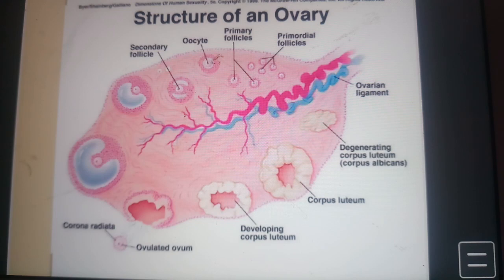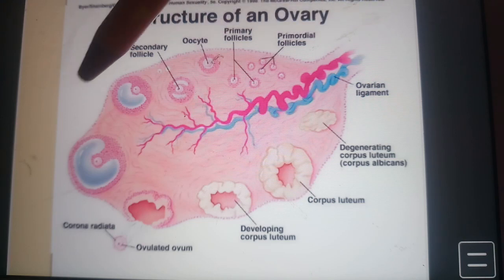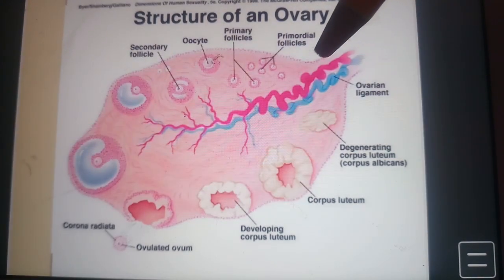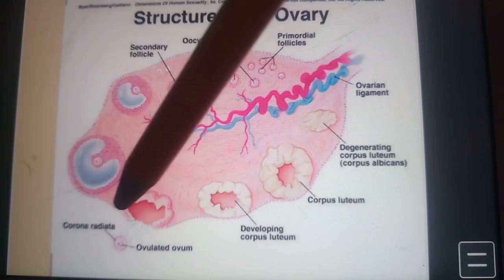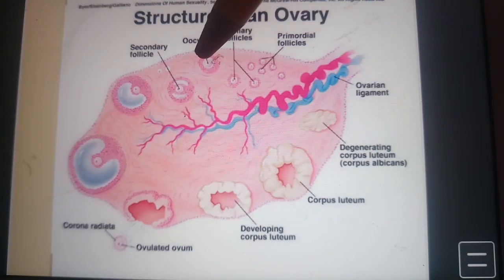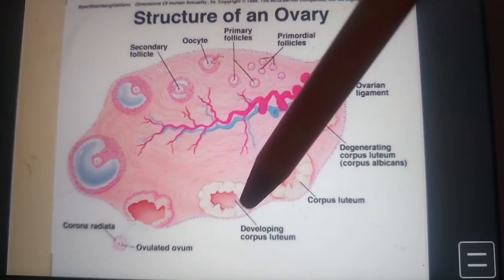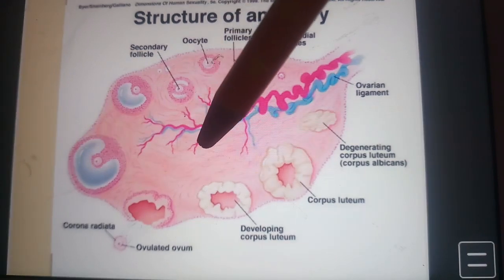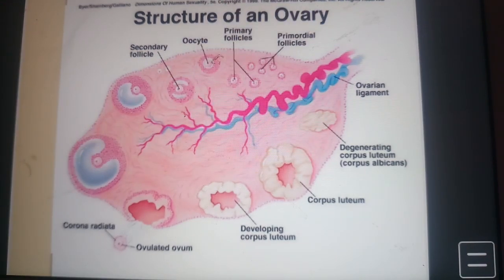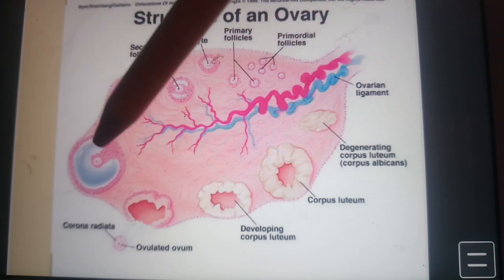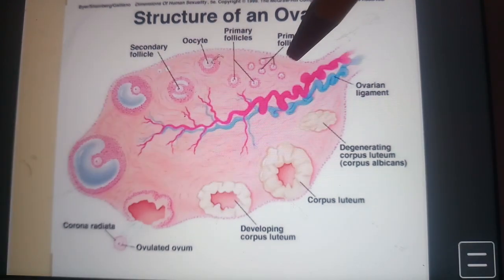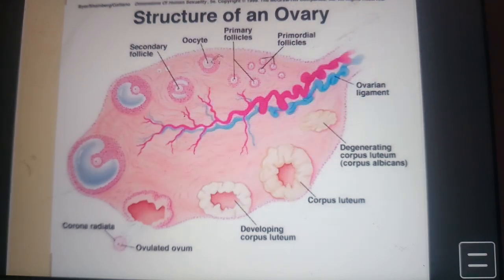Now let us see the structure of the ovary. When you take the TS structure of the ovary, it is lined by a thin germinal epithelium. You can find two regions here. The outer region is called the cortical region, and the inner one is called the stroma or the medullary region. The follicular development takes place in the cortical region only.